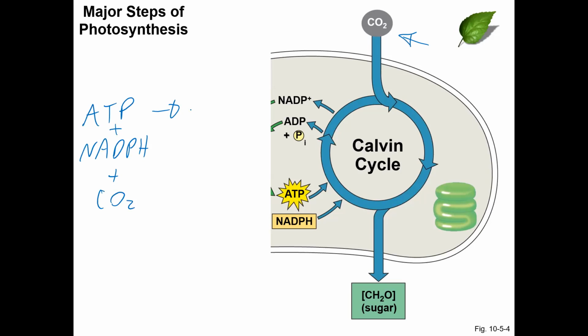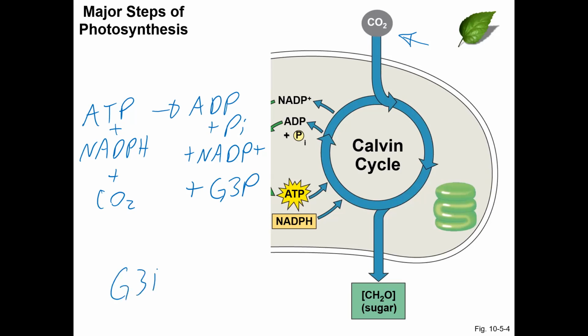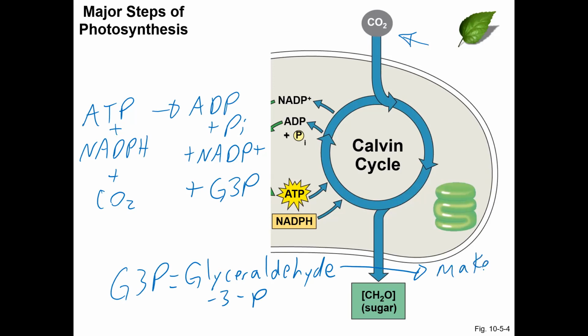Okay, so we're going to take that and we're going to break down ATP into ADP plus inorganic phosphate. We're going to break down the NADPH into NADP plus, and we're going to make some sugar, and the sugar is G3P. Remember that G3P is glyceraldehyde 3-phosphate, and this is used to make other sugars.